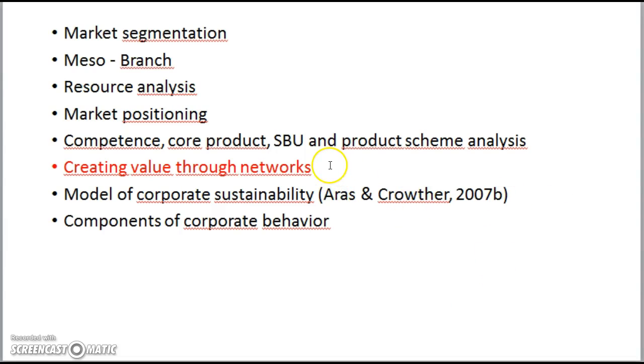Creating value through networks. I'll be covering this on Tuesday. Probably looking out for some more information on this approach, how organizations can create alliances, different networks, and thus move away from traditional market and traditional hierarchy.